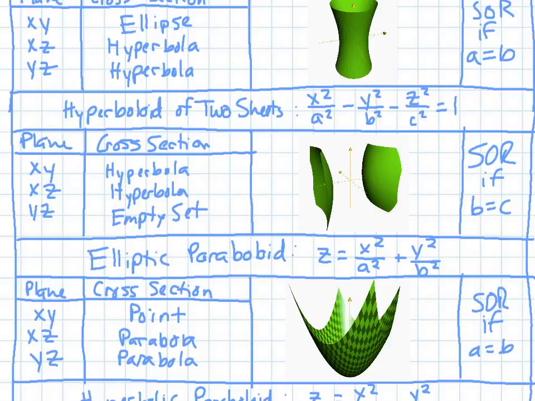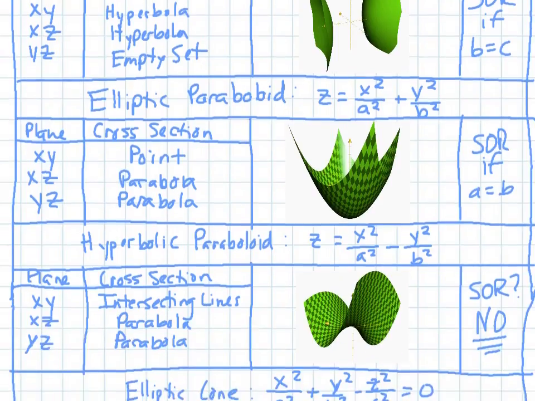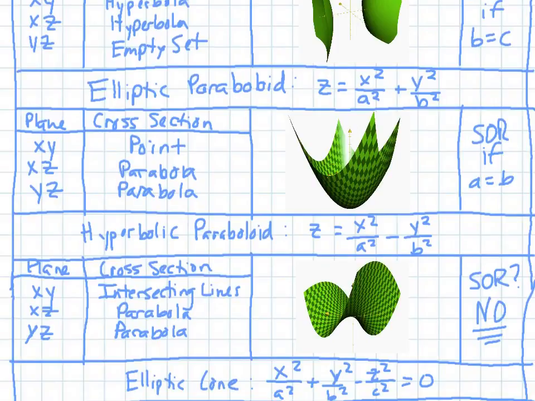Okay. And then for the hyperboloid of two sheets, to be a surface of revolution, B and C must be equal to one another. An elliptical paraboloid has that certain equation. So then here, in a cross section for the XY plane, you have a point. Your XZ and YZ planes both are parabolas. And so here, for it to be a surface of revolution, it would have to be A equals B.